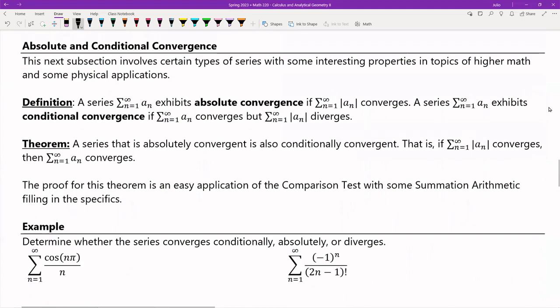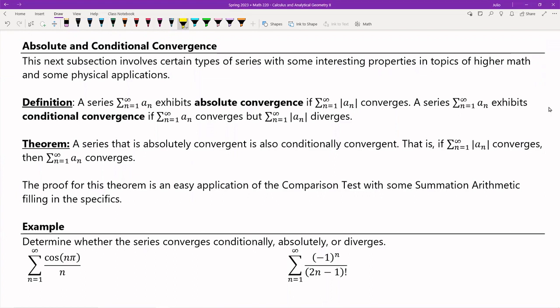Now moving on, there are a couple of convergences that have some interesting properties once you get to some of the higher math. That is pretty heavy hitting, especially in calculus and the farther studies of calculus, and there are some applications in physics where this stuff is used as well. So let me get to the definition first. It's called absolute convergence and conditional convergence.